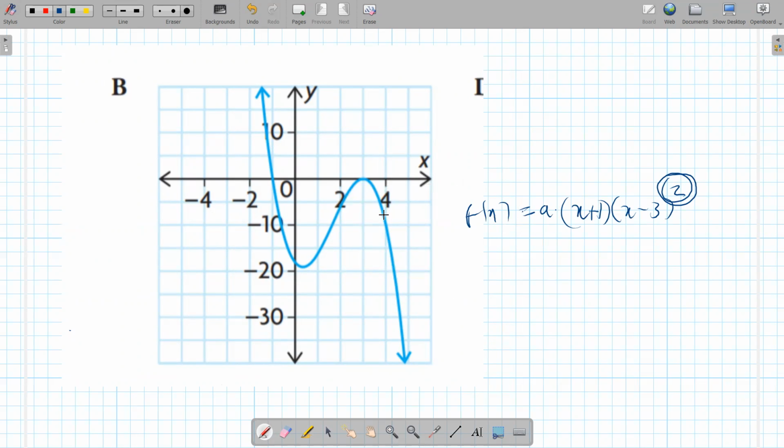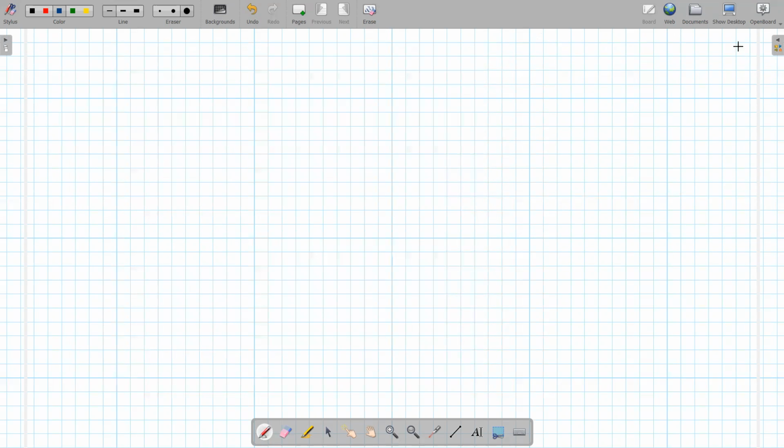And to find the a value, don't plug these x-intercepts in because you're just going to get 0 equals 0. To find the a value, you can plug something else in, like the y-intercept or another point. I think they're going to give us 1 point. They see this right there, 4 comma negative 10. Yeah, just look at the graph.